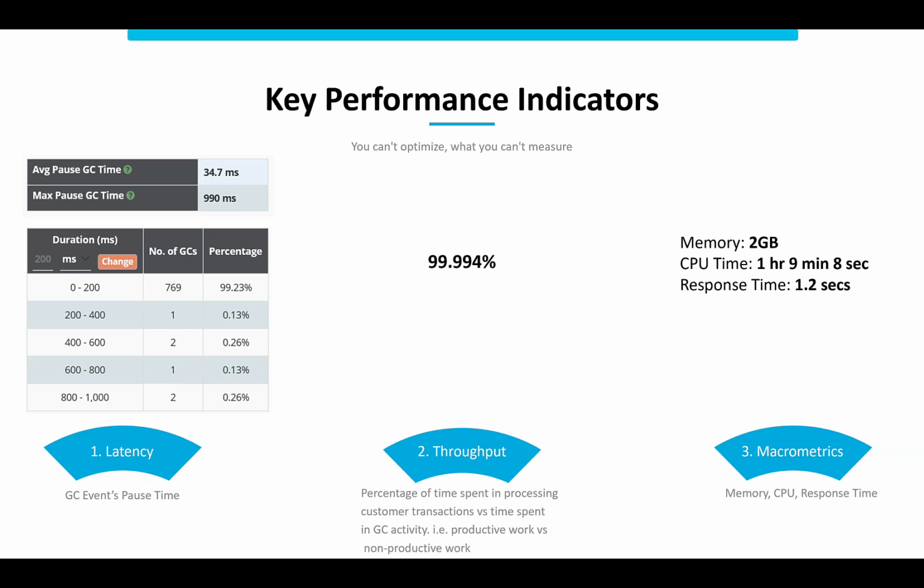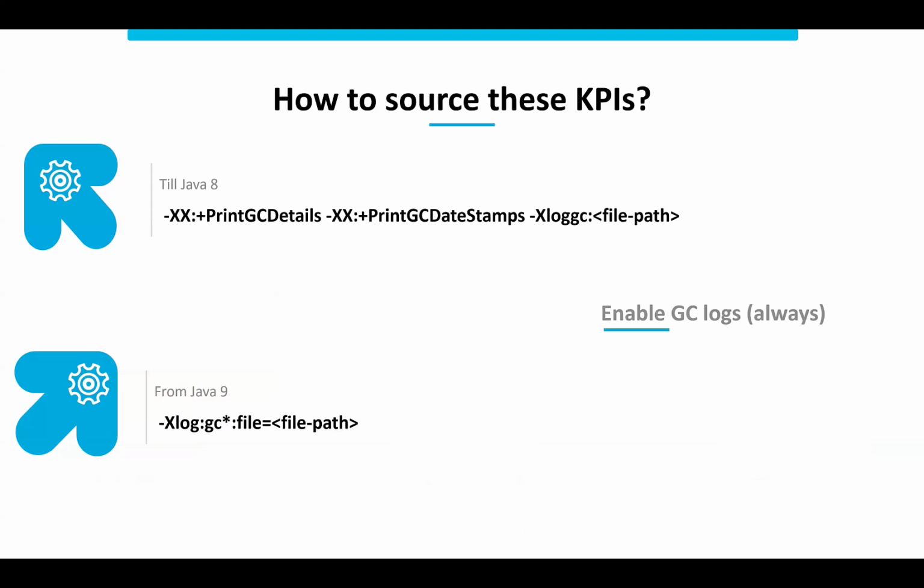Now how are we going to source these metrics? We can source these metrics from the garbage collection logs, right? Some of the KPIs that I showed earlier are partially available in the APM tools, but in depth, all the metrics are only available in the garbage collection log. So how can we get the garbage collection log?